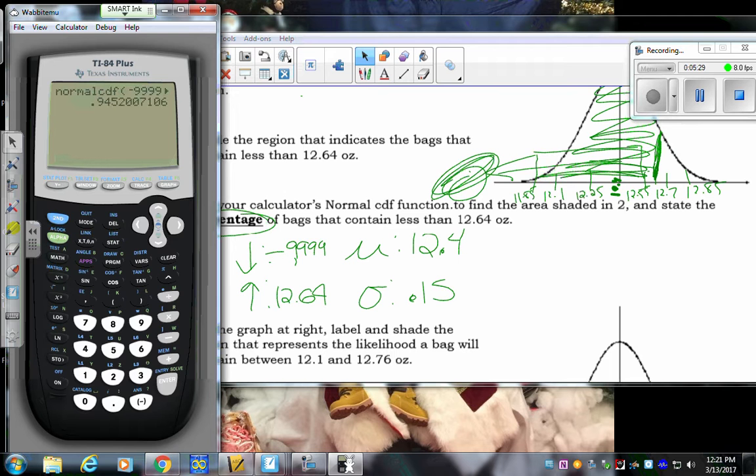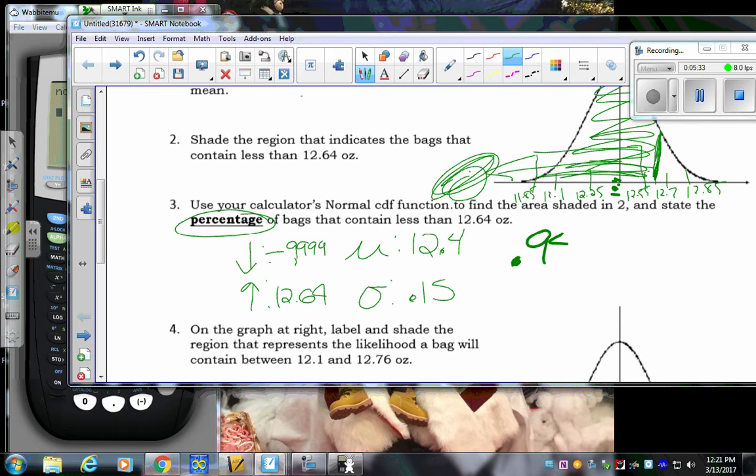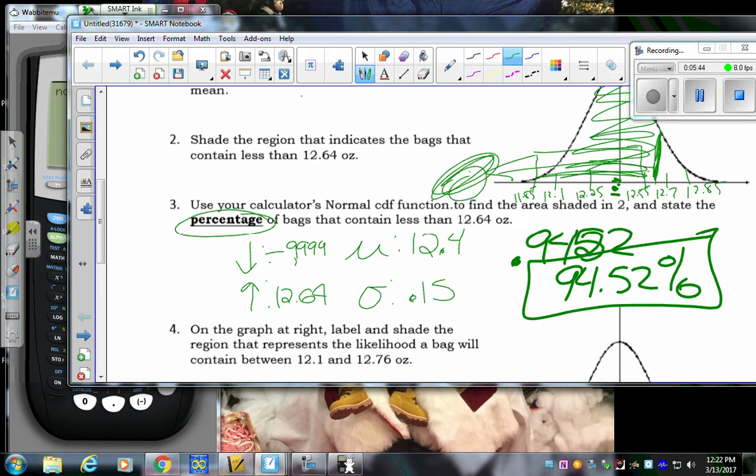So 0.9452, okay? So we said it was going to be above the 84, was it 52? Now it's asking for a percent, so change that to a percent, so 94.52%. What I always do is I just write down the 4 numbers, and then if I change it to a percent, I have 2 numbers after. If I don't, I just have a 4-number decimal.